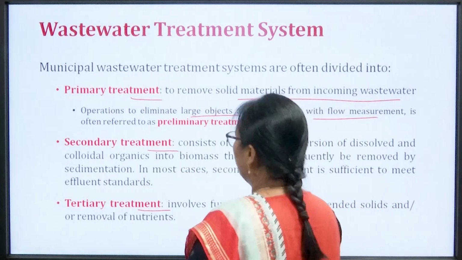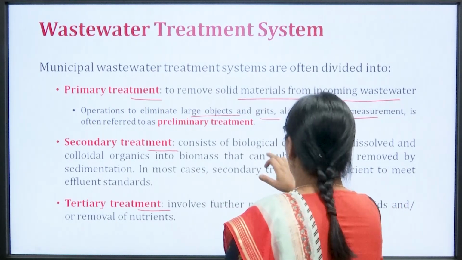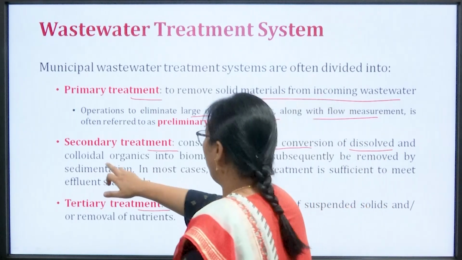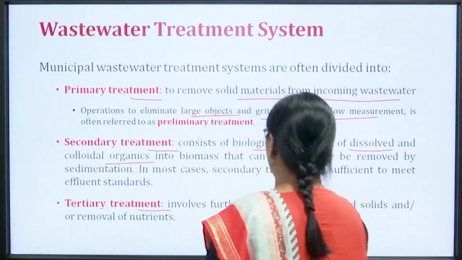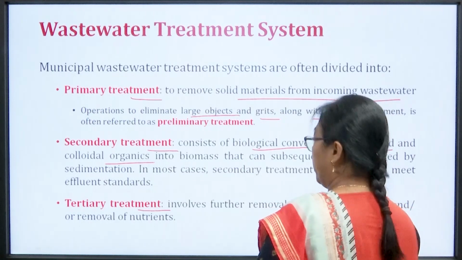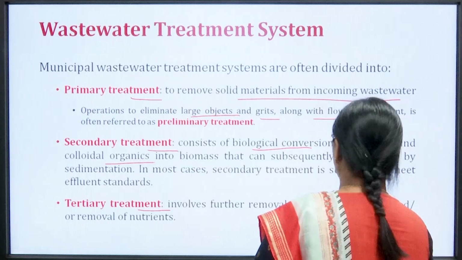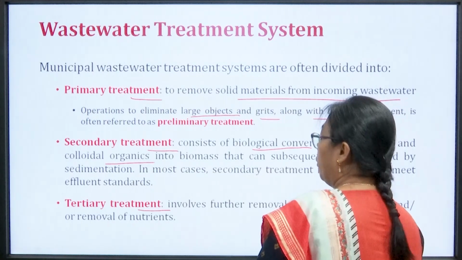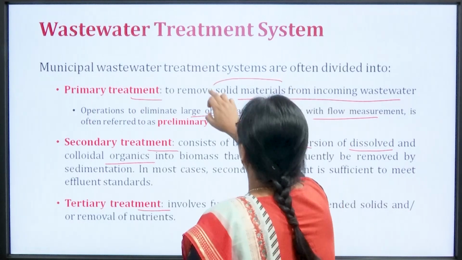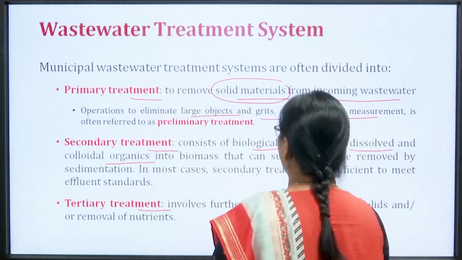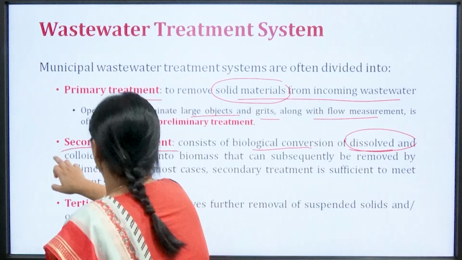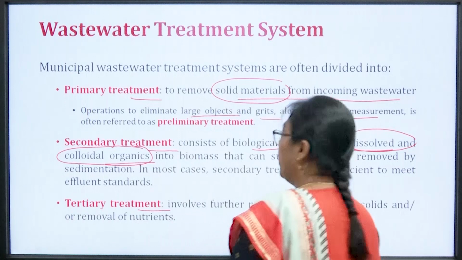Secondary treatment consists of biological, most of the time, conversions of dissolved and colloidal organics into biomass that can subsequently be removed by sedimentation. In most cases, secondary treatment is sufficient to meet effluent standards. So, in primary treatment we remove the solid materials, and in secondary treatment we remove dissolved and colloidal material, right.